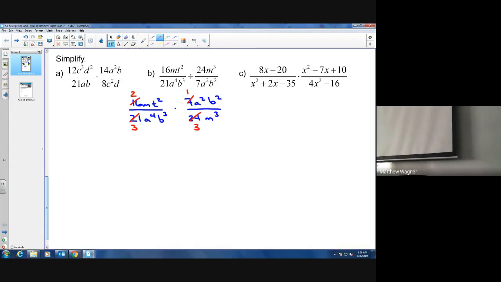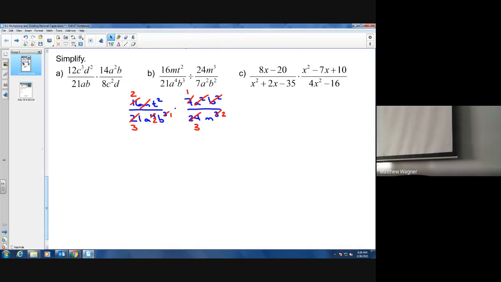Then we want to go through our variables. Okay. So I see an m on top and an n cubed on the bottom, which means one of those is going to cancel with one of those. All right. Looking at my a's, a squared goes away on the top. It's going to change that to an a squared on the bottom. B squared is going to cancel with two b's down here. I'm going to be left with a b to the first.